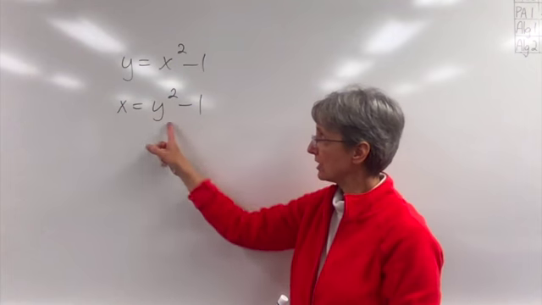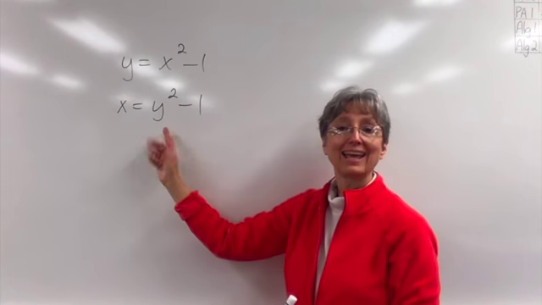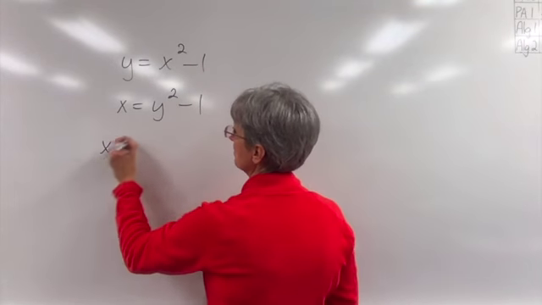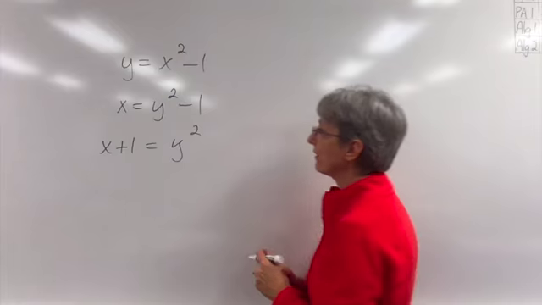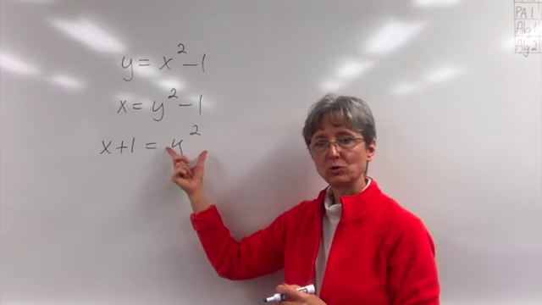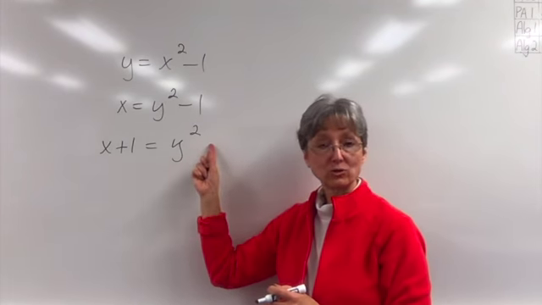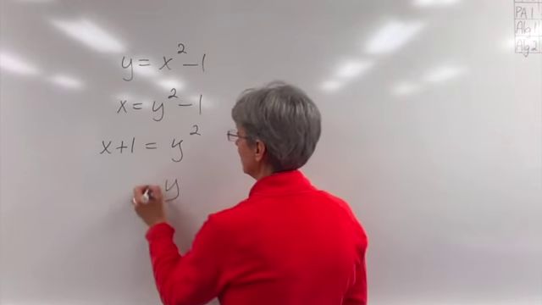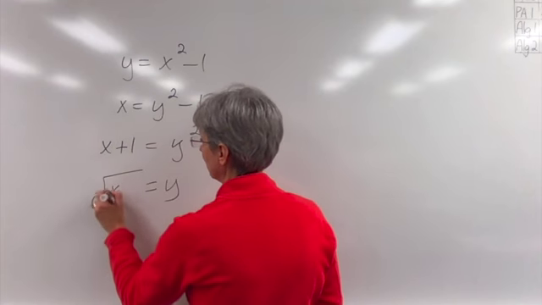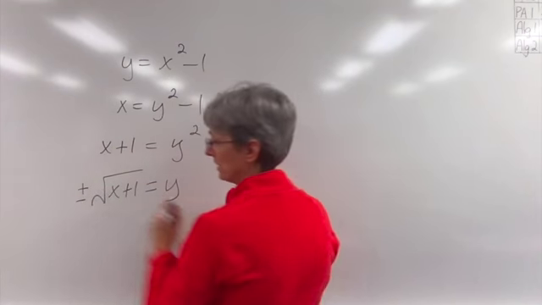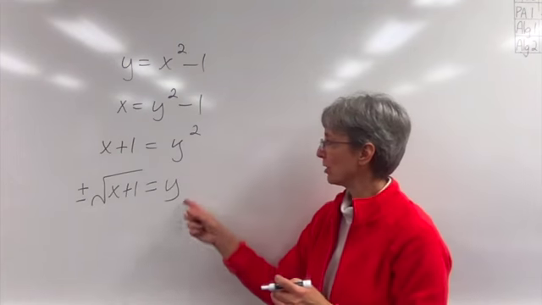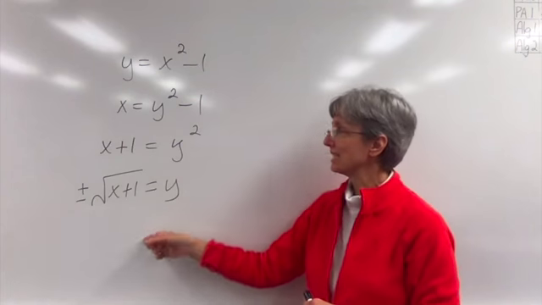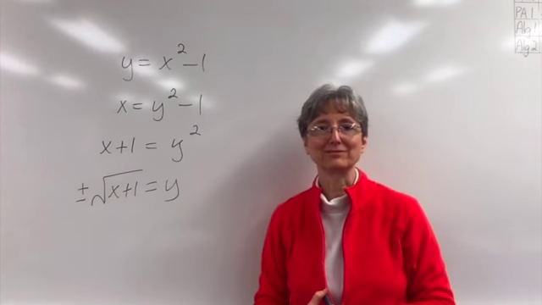So we switched the x and y position. Now I'm going to solve for y. So first I will add 1 to both sides. So this is x plus 1 equals y squared. And now in order to solve for y, I need to undo the square. I'm going to take the square root of both sides. So y is equal to the square root of x plus 1. And I think we need the positive or negative square root of x plus 1. This equation is the inverse of that equation.